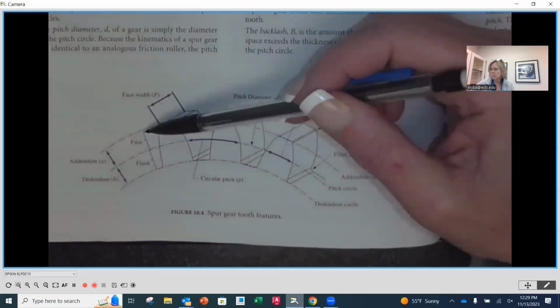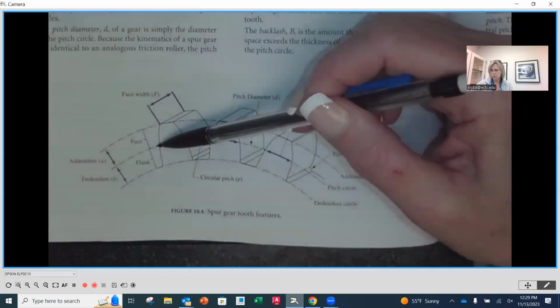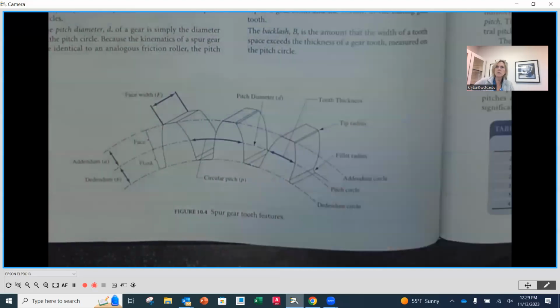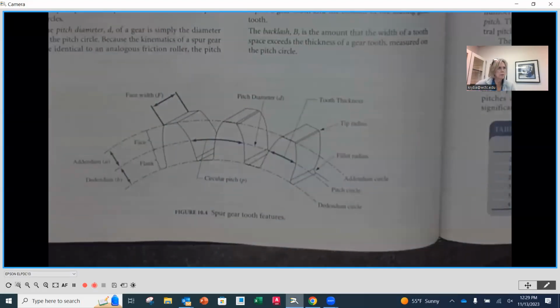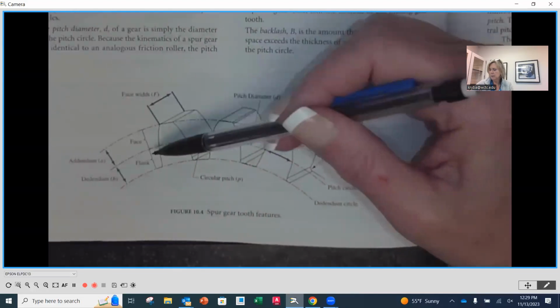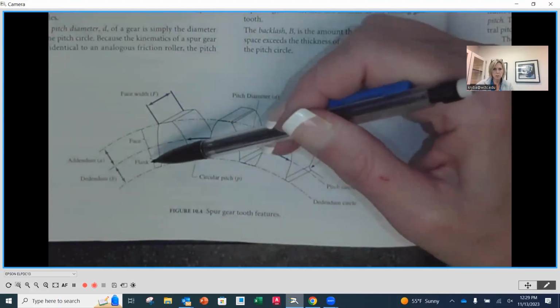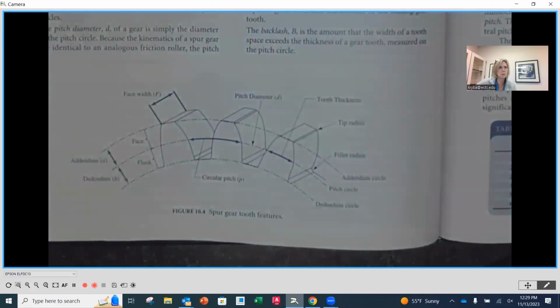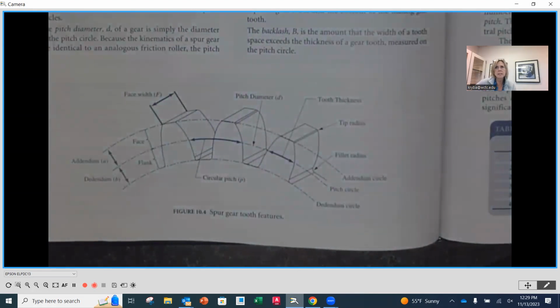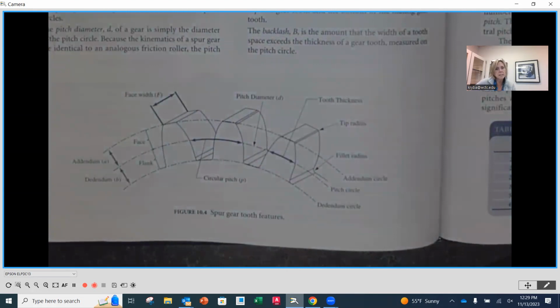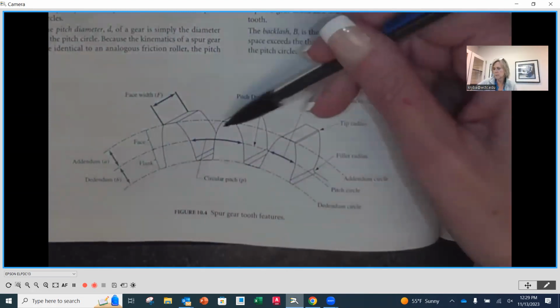The distance from the top of the tooth to that pitch circle is called the addendum of the tooth. And the distance from that pitch circle to the bottom, or the root, of the tooth is called the dedendum. The dedendum is always a longer, larger value than the addendum. The reason for that, as we'll see, is so that we don't have any interference of the teeth as it comes down in here.